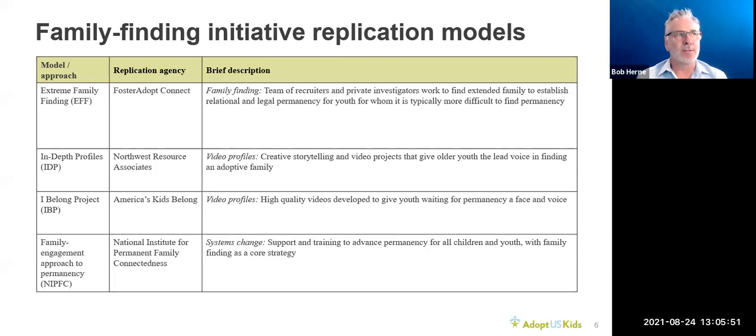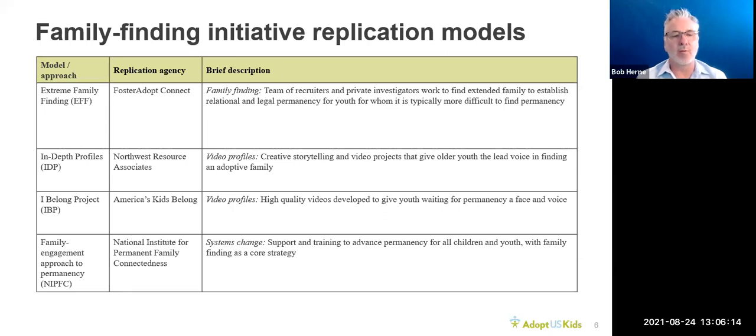Here are the 4 models on the slide here. And the first 3 models were specifically created for youth who are involved in the foster care system and when formal reunification efforts had not been successful. So our first model, Extreme Family Finding by Foster Adopt Connect, is based on a traditional family finding and engagement model with the addition of a private investigator.